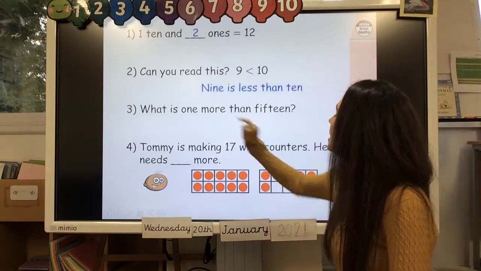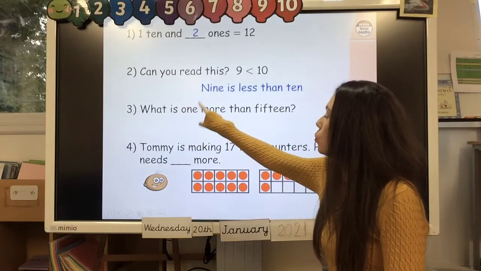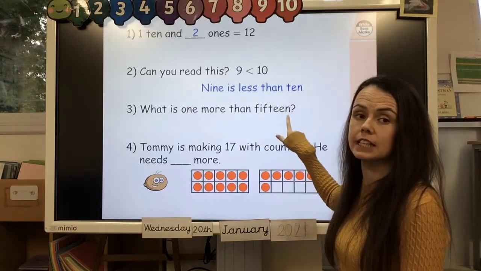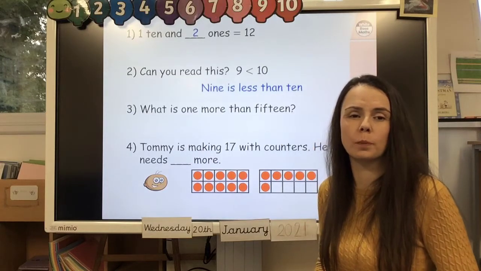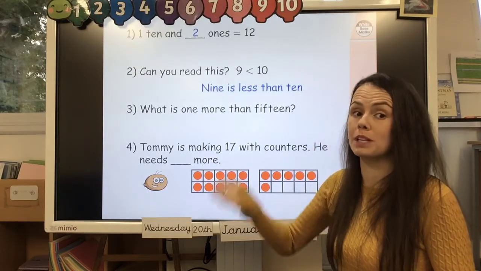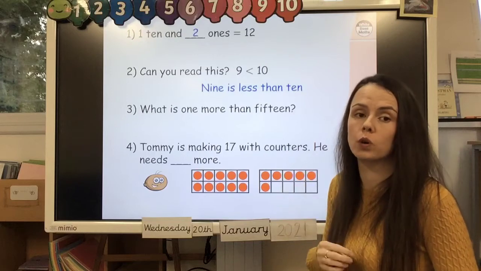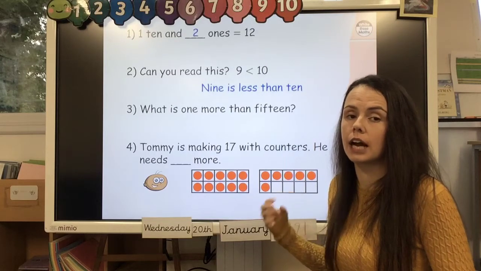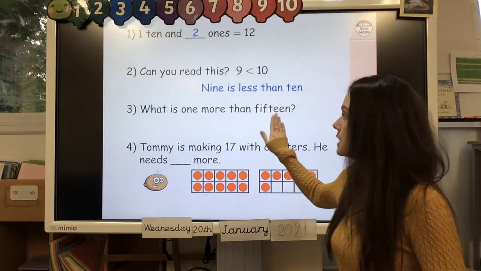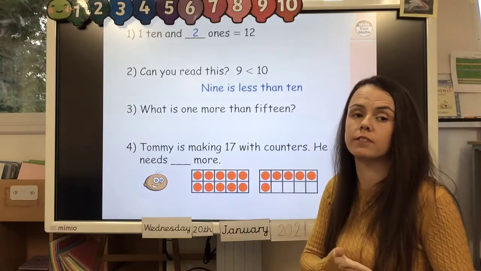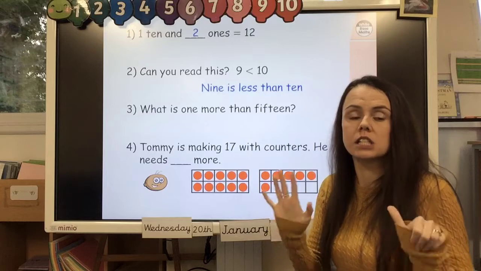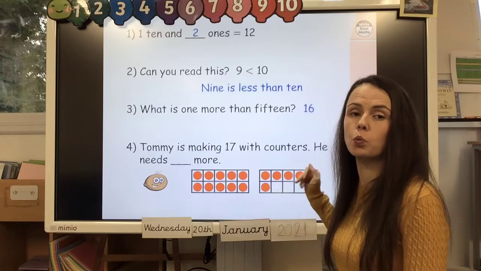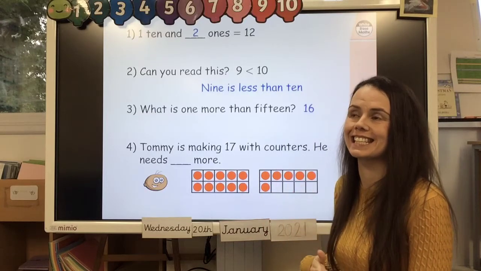Done. What is 1 more than 15? What did the word more mean? Right, more means we're going up the number line. We're getting more things. So if we start at the number 15, what's 1 more than 15? We need to count 1 more. 15, 16. Well done. So 1 more than 15 is 16.